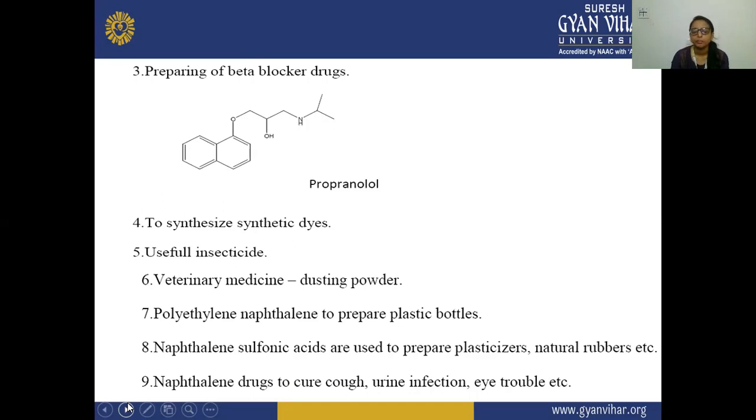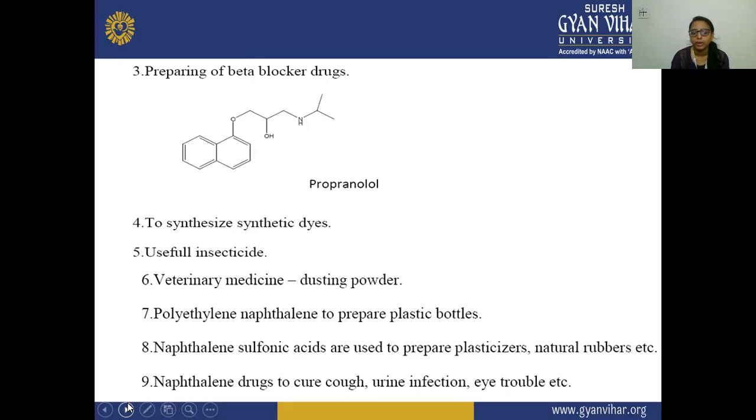Next is naphthalene drugs to cure tough urine infection, eye trouble, etc. If naphthalene is used in the pharmaceutical field, drugs are prepared from it. These naphthalene drugs are used to cure cough.